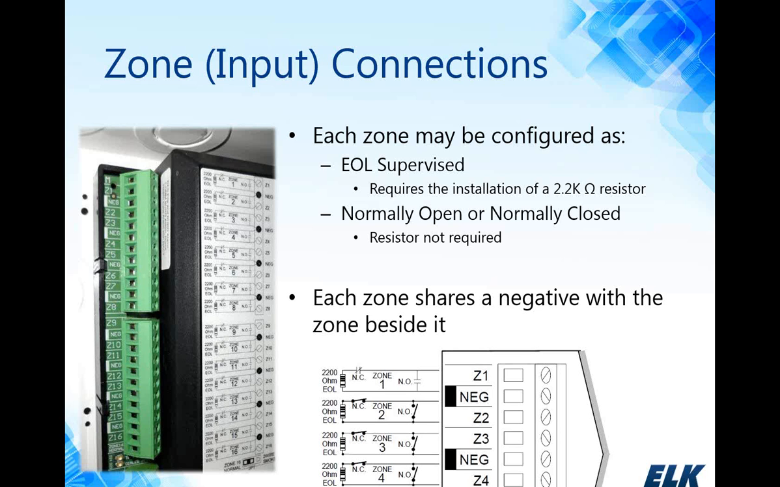Each zone shares a negative with the zone beside it. So as you can see in our block diagram here, we have zone 1, negative, zone 2, and then zone 3, negative, zone 4. So every 2 zones share the same negative connection.